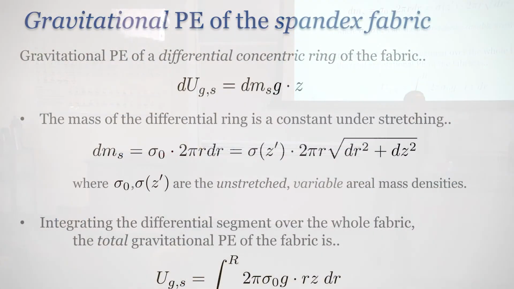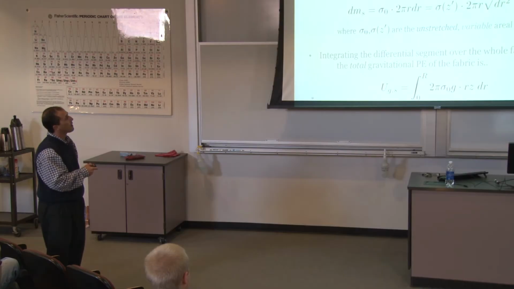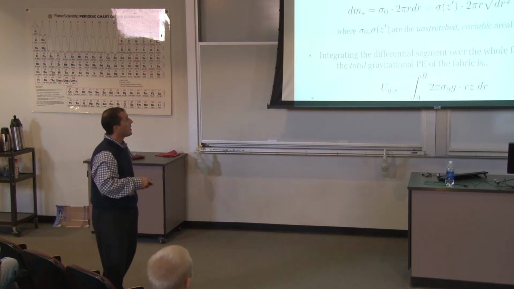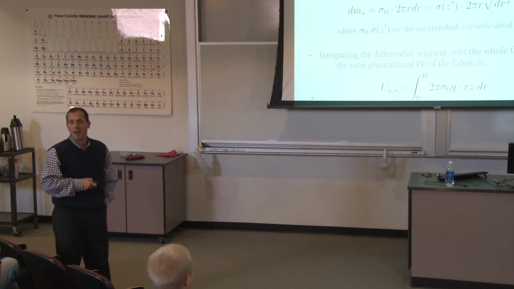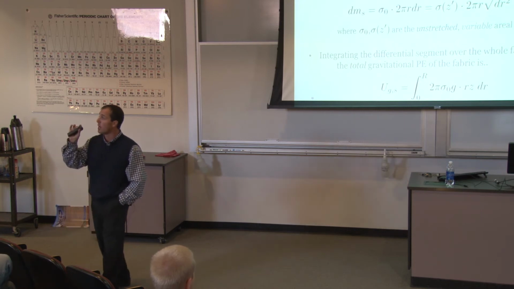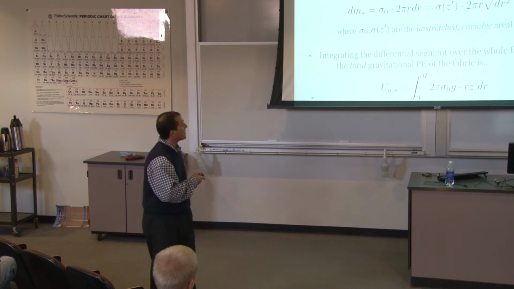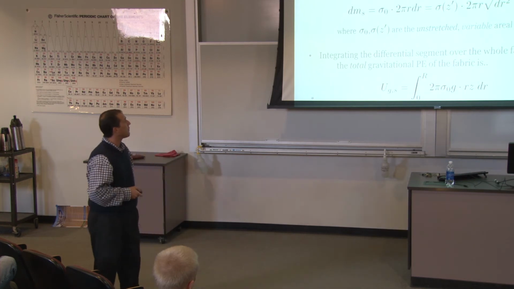Now we have to talk about gravitational potential energy. This is the new contribution that came in this summer. This spandex fabric has a mass, and therefore it has a potential energy as well. If I again think of the same differential concentric ring, I can say G is for gravitational, S is for the spandex. I can take an infinitesimal contribution to the potential energy of this concentric ring. Well, this is just mg times my height, where my mass here is a differential mass. It's the mass of that ring, and Z is the height of this guy itself.